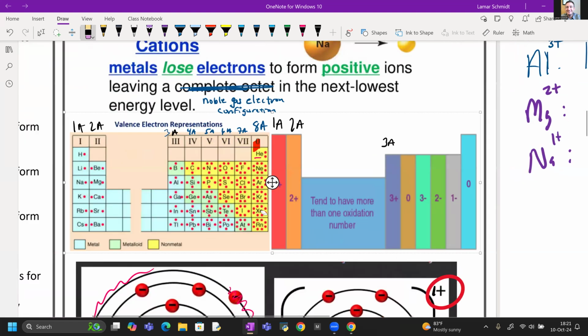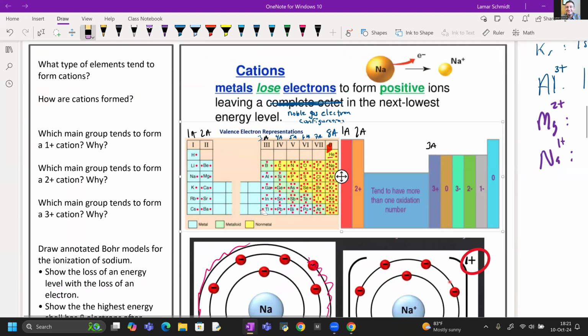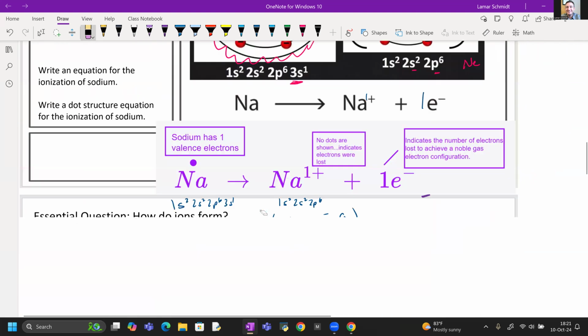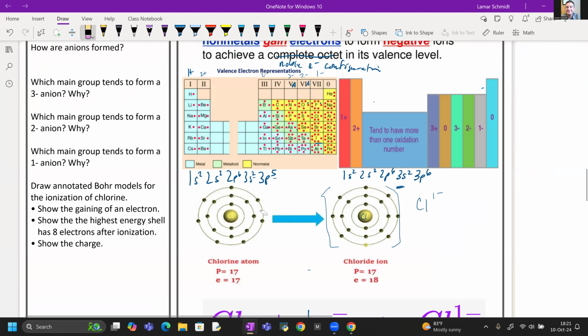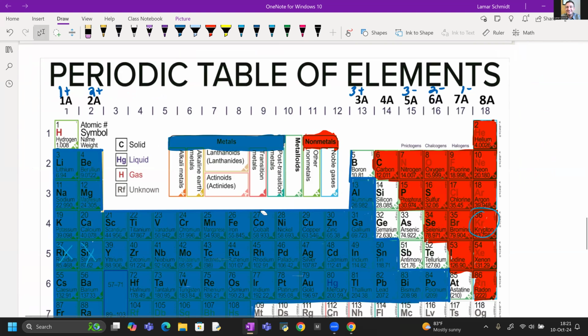Now, I want you to update your periodic table with charges above where I told you to put the 1A values, the A values the other day. So notice above 1A, we have a 1 plus charge. Above 2A, we have a 2 plus charge. And above 3A, a 3 plus charge.